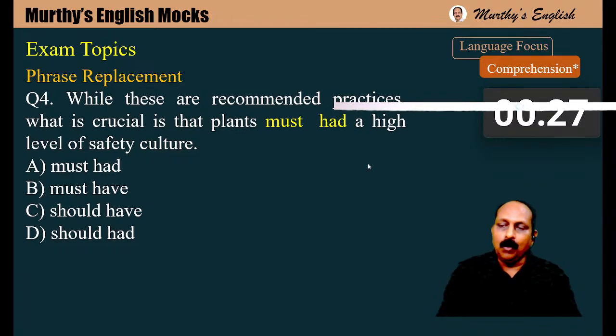Question number 4, phrase replacement. Your time starts now. While these are recommended practices, what is crucial is that plants must have a high level of safety culture. Given expression is right, no correction required. If not, choose the correct option.